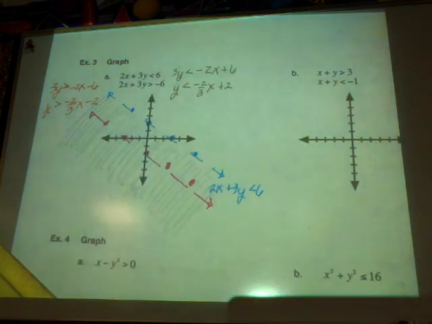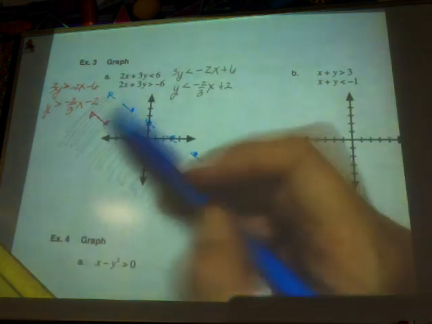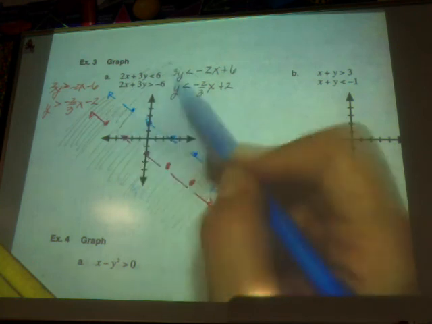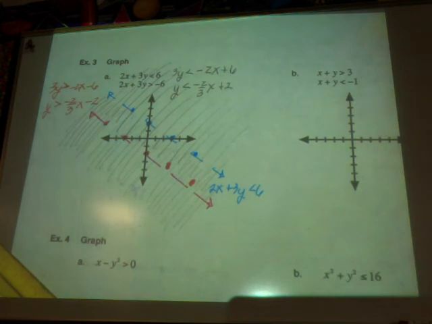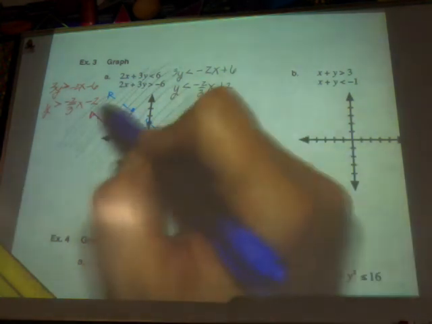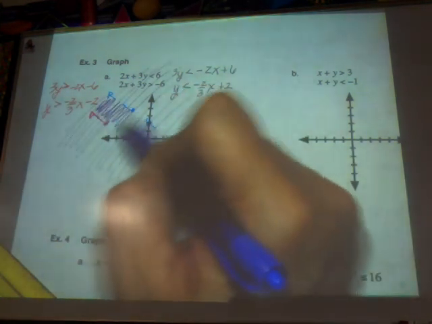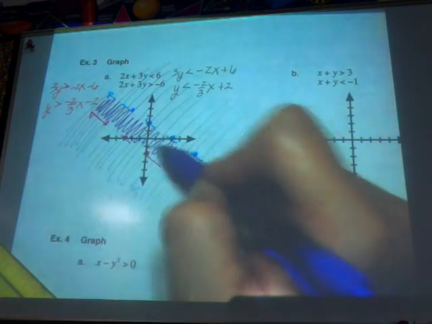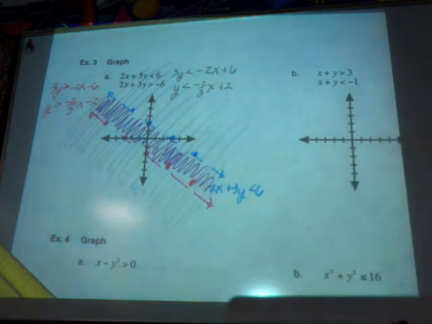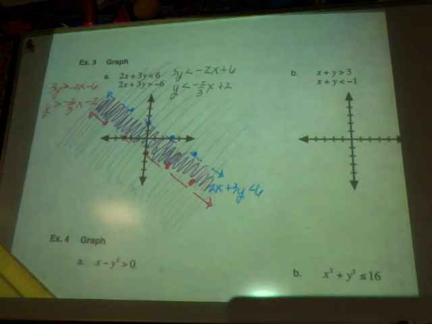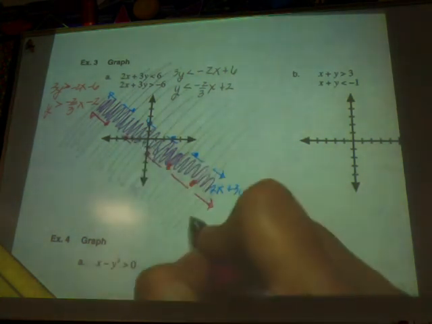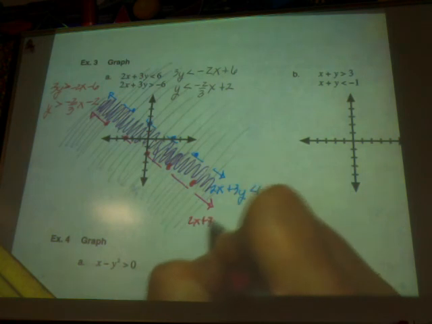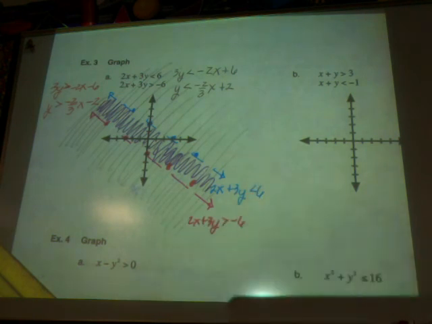But this one says greater than. Doesn't that mean my shading's going in this direction? Where's the shading intersecting? In between the two lines. So here's the intersection. I'm going to make that a different color, really dark. And this line is 2x plus 3y is greater than negative 6.